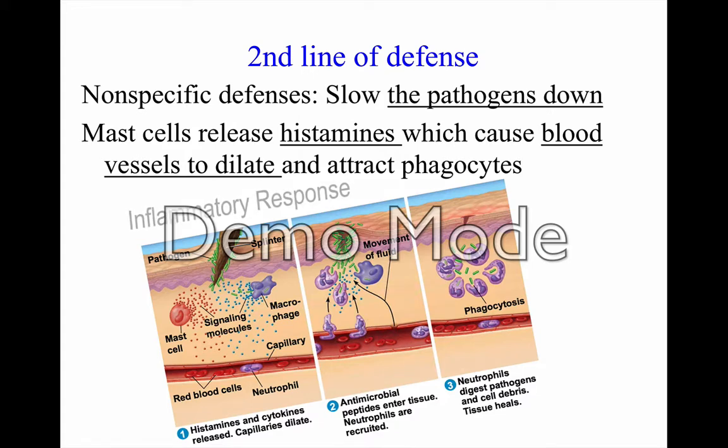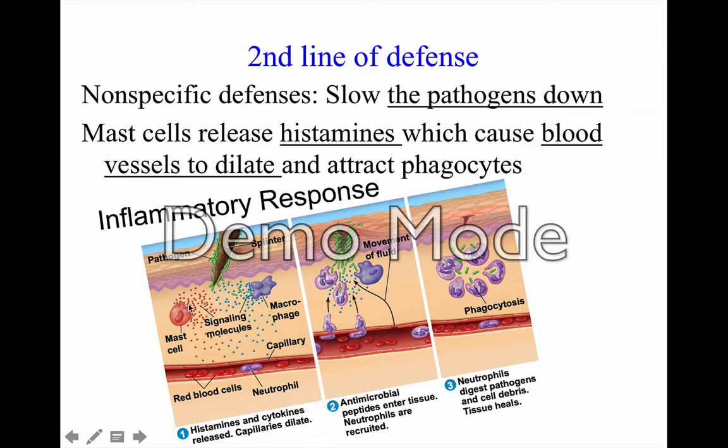So here we have one part of our second line of defense, which is the inflammatory response. Inflammatory response happens when you get a break in the skin, and when that happens, that actually causes certain types of cells, like mast cells here and macrophages, to release certain chemicals.